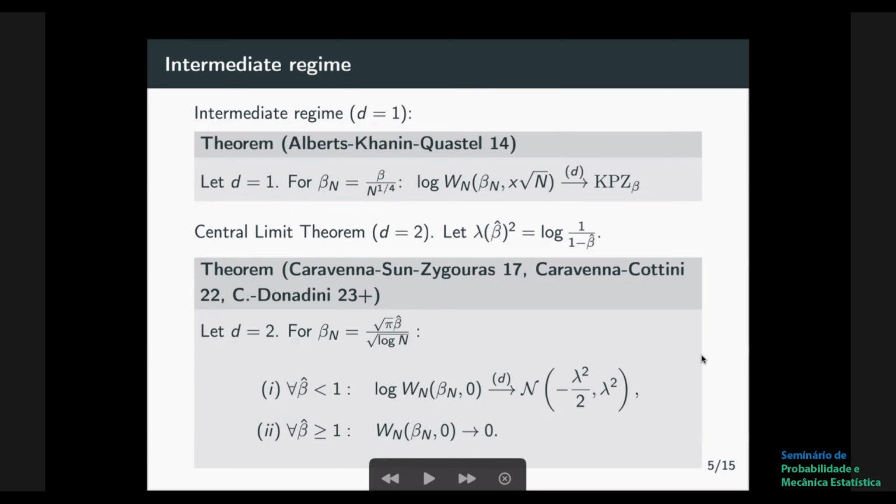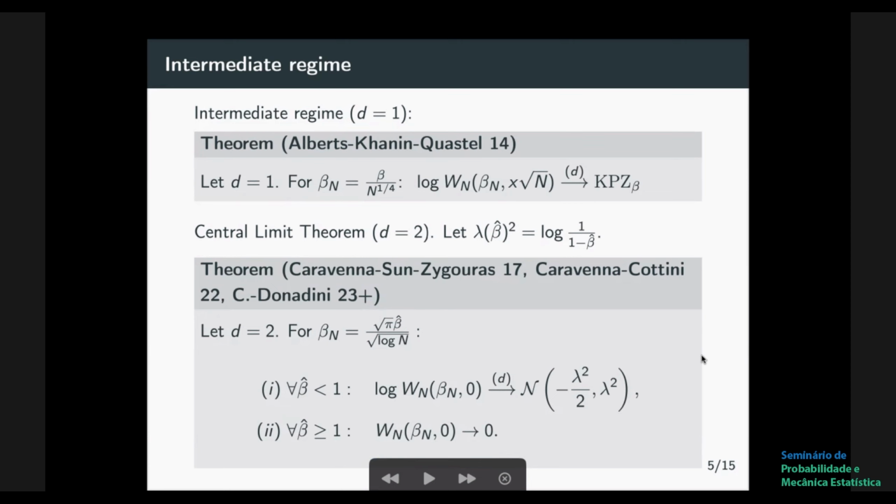So I think I remember Caravenna-Sun-Zygouras. I think it was proved there, but what are these other two works? Yes, I completely forgot to mention it. Thank you for the question. So okay, item 1 implies item 2. Once you can prove 1, you can prove 2.